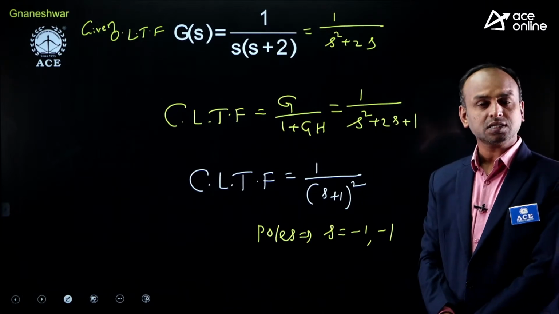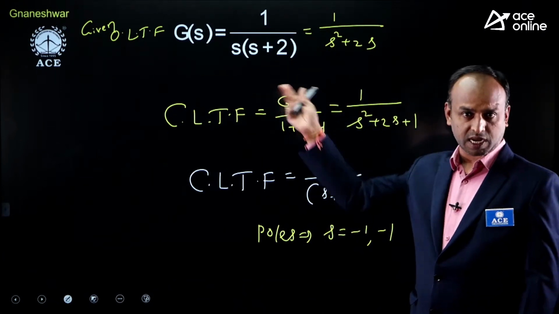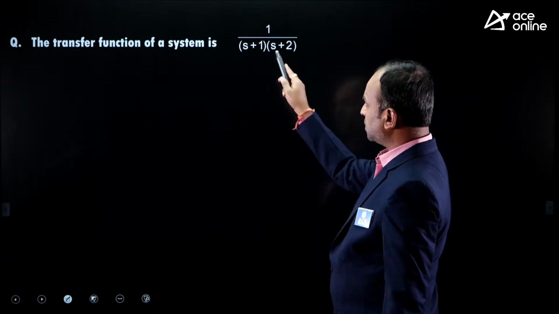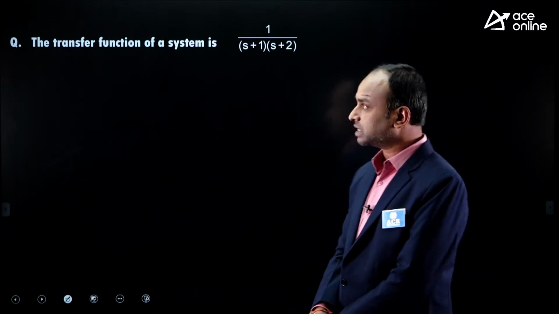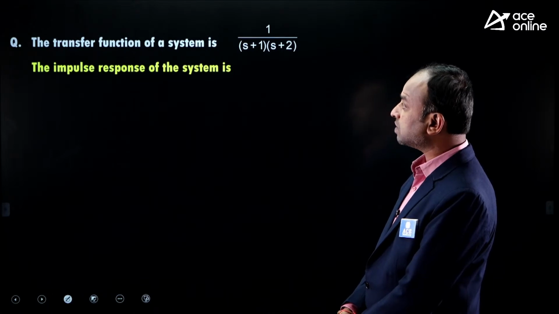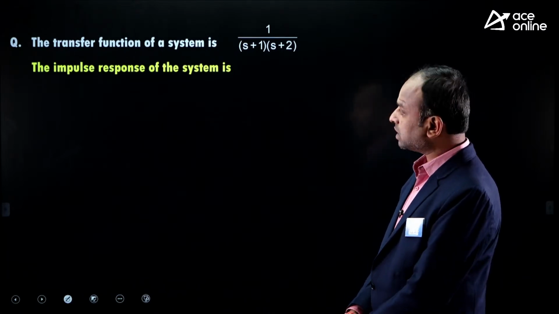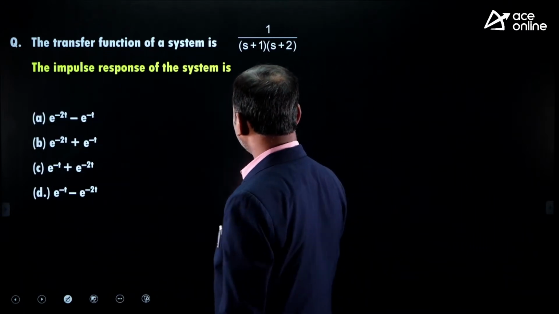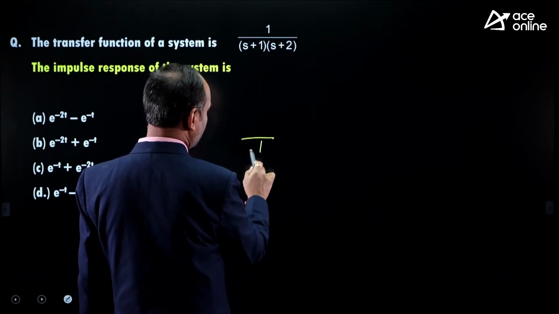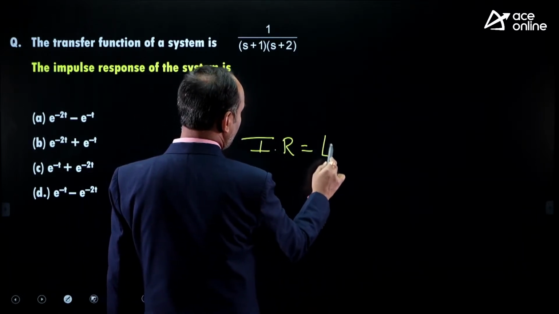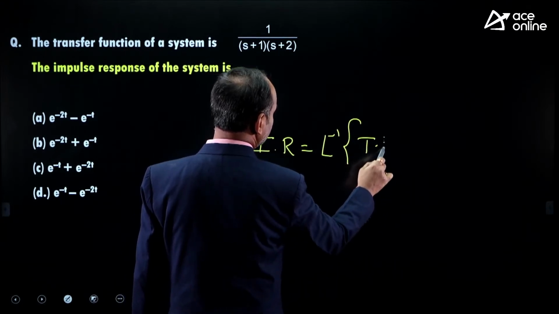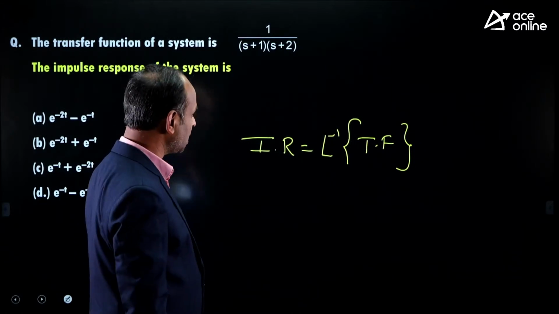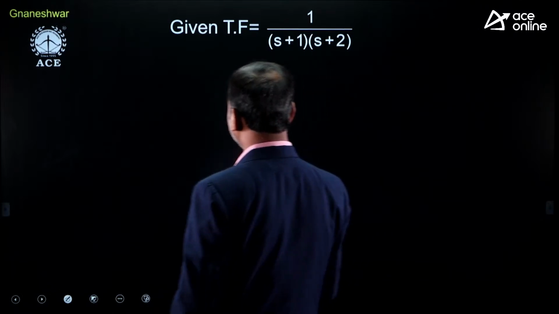From the previous paper analysis, I am writing expected questions, and I also selected some of the previous questions. One more question: the transfer function of a system is given. What is the examiner asking? The impulse response of the system. These are the options here. Okay, now try to solve. What is impulse response? Impulse response equals L inverse of the transfer function. This is the formula. So this is the given transfer function.